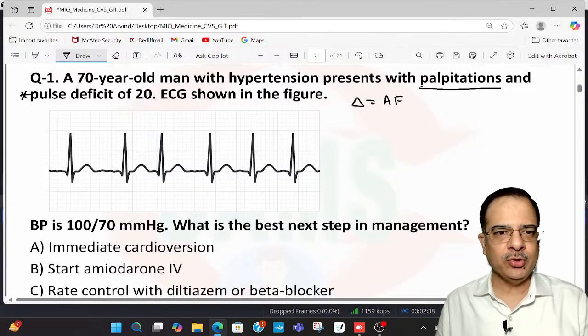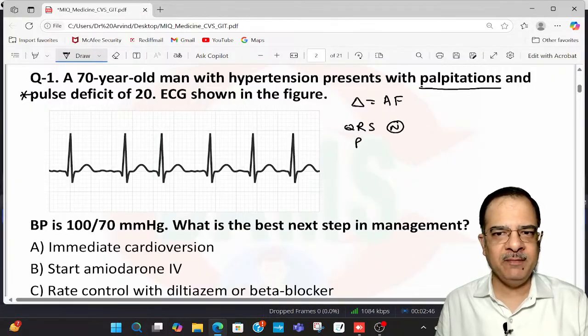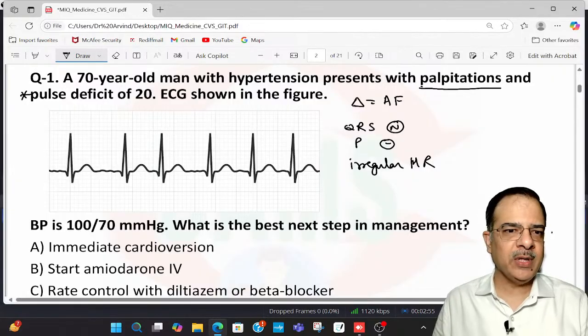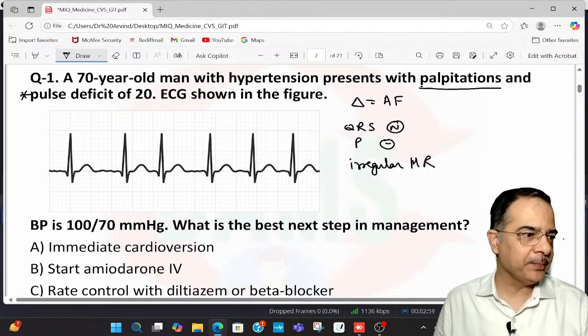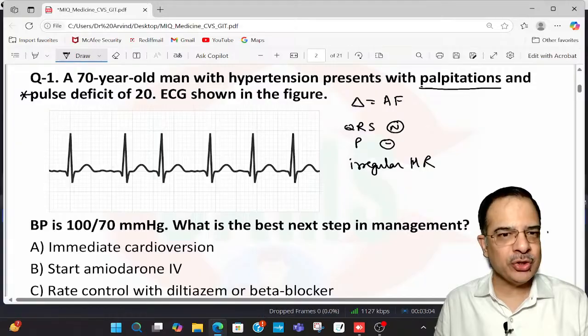Now the ECG. In this ECG you can see QRS complexes are normal, so it is of supraventricular origin, the P wave is absent, and the rhythm is irregular. You can see it is an irregular heart rate. These features confirm the diagnosis of atrial fibrillation. Now look at what is the next priority. Is the patient stable or unstable? With 100 by 70, the patient is stable.